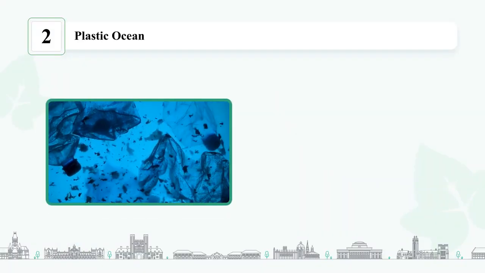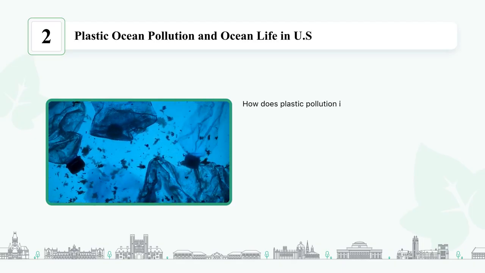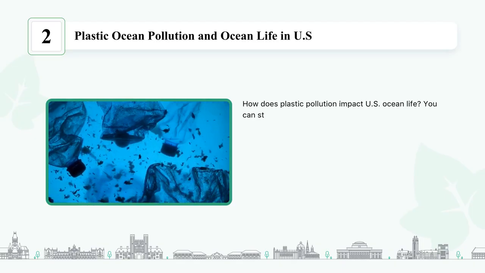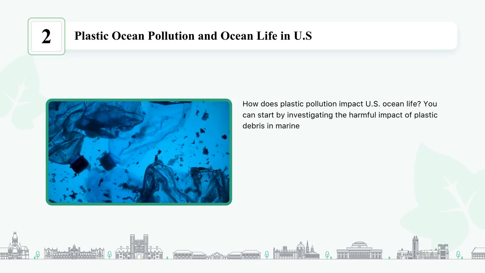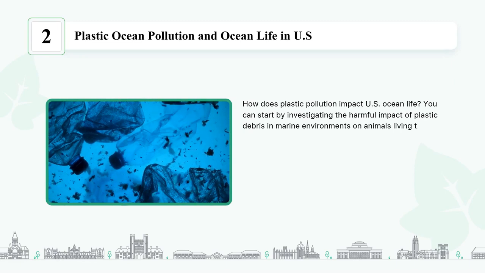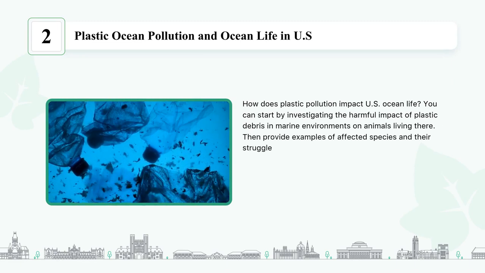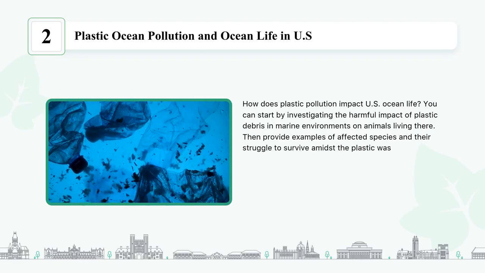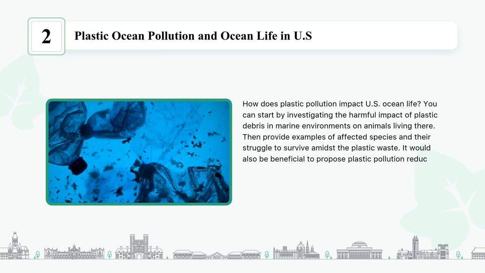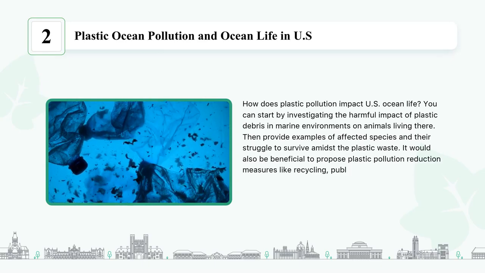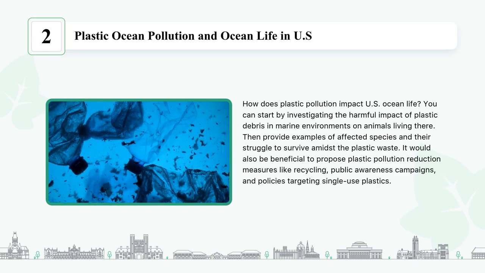Plastic ocean pollution and ocean life in U.S. How does plastic pollution impact U.S. ocean life? You can start by investigating the harmful impact of plastic debris in marine environments on animals living there. Then provide examples of affected species and their struggle to survive amidst the plastic waste. It would also be beneficial to propose plastic pollution reduction measures like recycling, public awareness campaigns, and policies targeting single-use plastics.